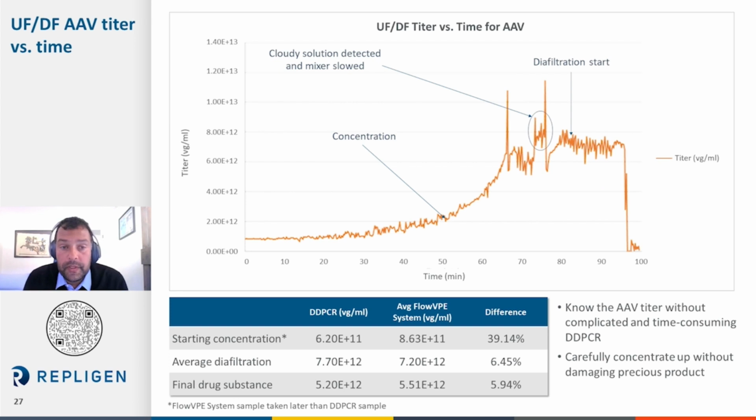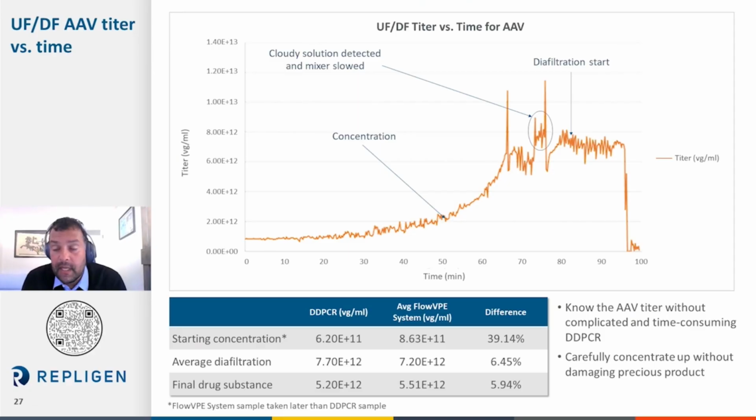Here you can see a process where we started at around E11 and went up to about E12, and then did a diafiltration near the end at E12. It is a bit of a noisy signal. This could be due to the material itself, but at some point, when the scientists looked back at the mixer and the feed vessel, the vessel was getting cloudy, and it corresponded to an increase of the signal from the FlowVPX. At that point, we decided to slow down the mixer because we thought maybe the agitation was causing some issue, and you could see the signal drop right there around 70 to 80 minutes.